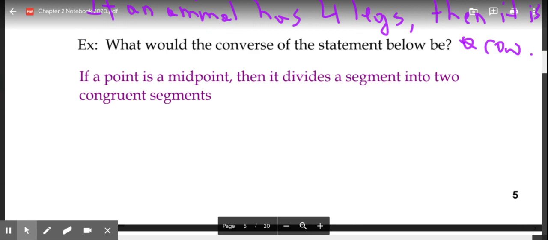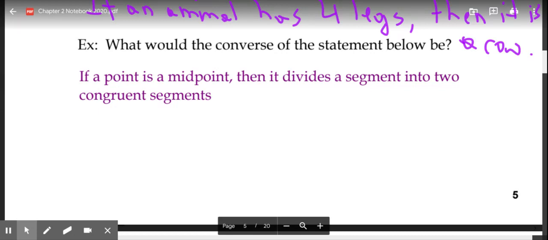Okay. So now, example number 2: if a point is a midpoint, then it divides a segment into two congruent segments. So the converse would be if it divides a segment into two congruent segments, then it is a midpoint.